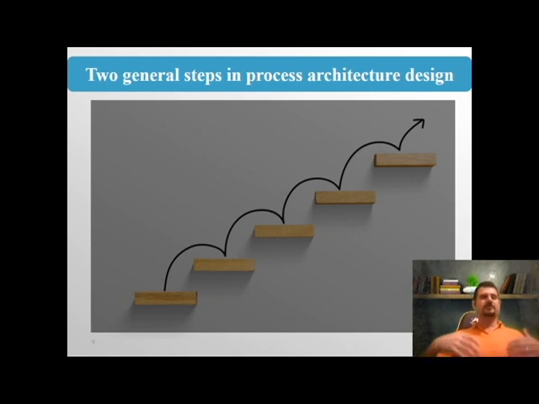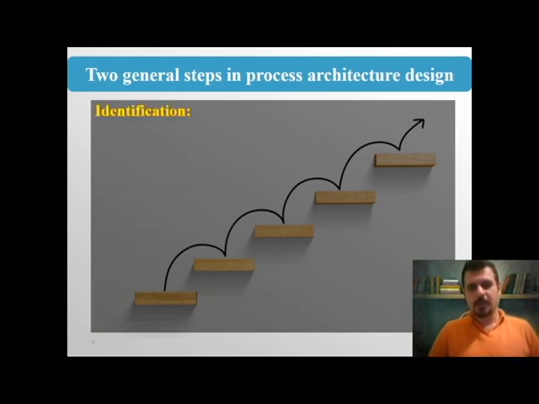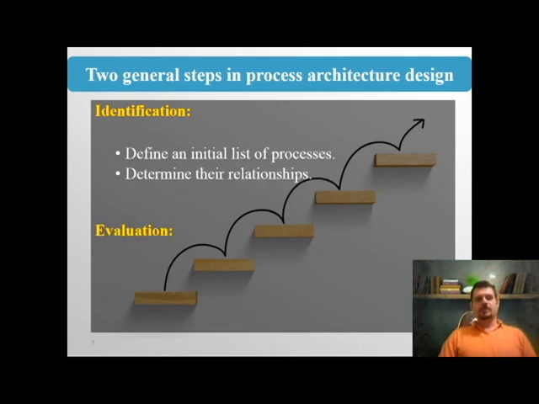Now we are in a flight, looking at the top of process architecture, and we just talk about two general steps in process architecture. Process identification is the first step. By identification, we identify the processes and create process lists with hierarchy. Also, we should determine the relationship between the processes.